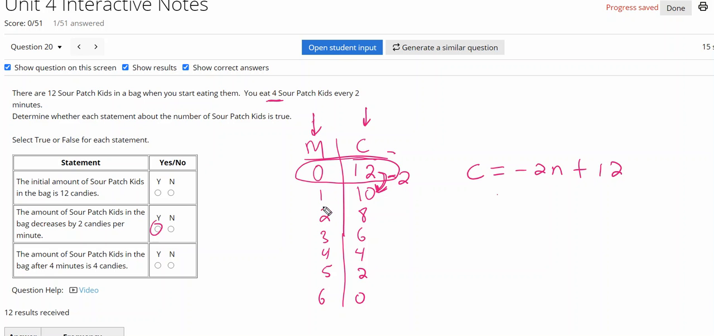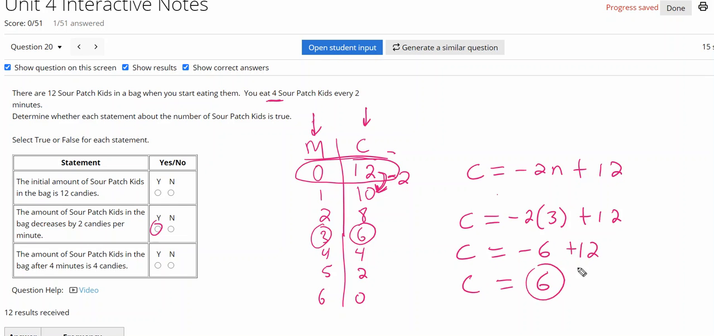If I threw in, let's say, well, I'll do one other than 2. If I put 3 in, let's see if this actually makes sense. So if the number of candies is equal to -2 times 3 plus 12, this should equal 6, right? That's what I'm hoping for. So C is equal to -2 times 3, which is -6, plus 12, and yes, that is equal to 6. So our equation holds true.